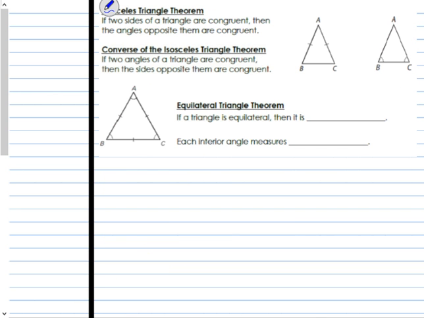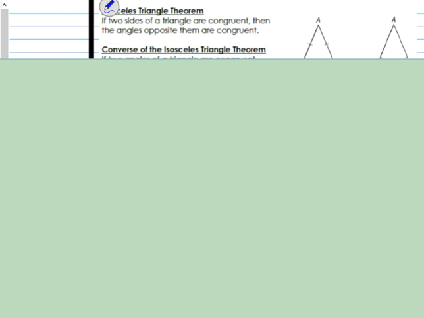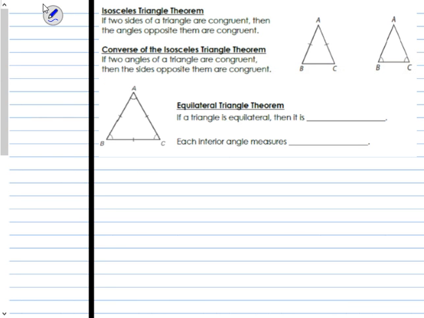The isosceles triangle theorem states that if two sides of a triangle are congruent, then the angles opposite them are congruent. So side AB is congruent to side AC. They both have that one mark. So the angle across from side AB is angle C. And the angle across from side AC is angle B. That means angle B is congruent to angle C.